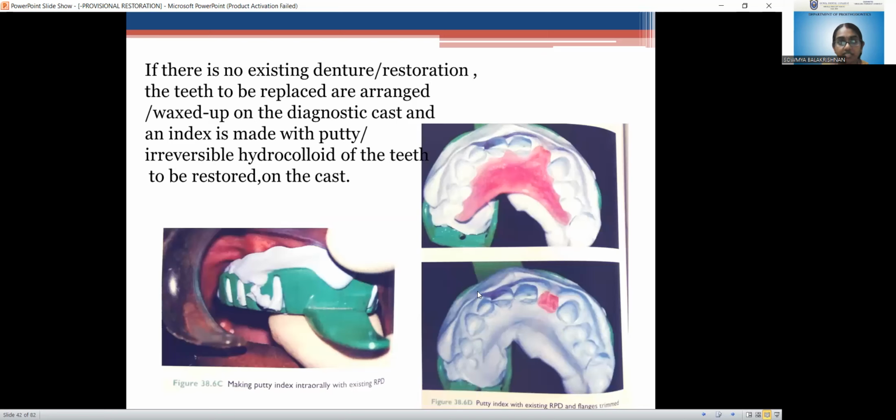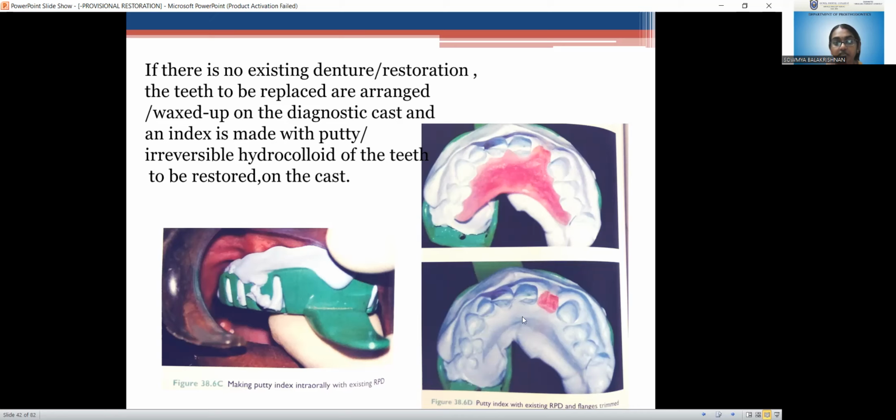If there is no existing RPD, we have to keep an artificial tooth which is arranged or waxed up on the diagnostic cast, and an index is made with a putty or a reversible hydrocolloid of the tooth to be restored on the cast. So as the patient has an existing RPD, we can directly go for the impression. For making an index, we are going to take an impression and pick up this RPD onto the impression. This is how we are going to make an index.